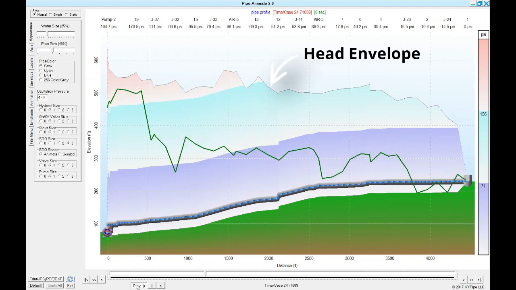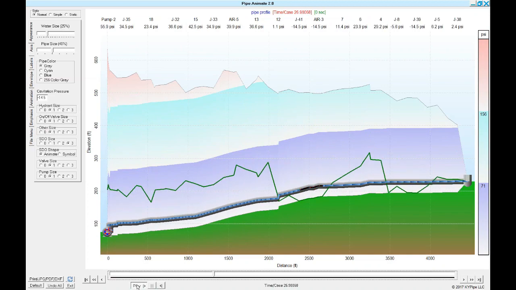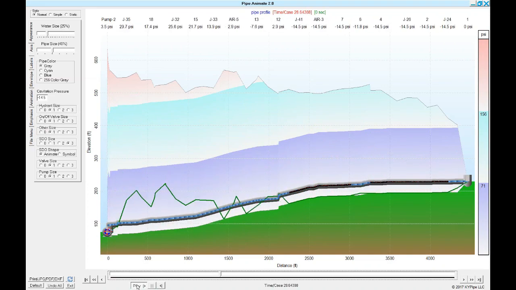Let's pause here for a second. Our original discharge pressure was 80 psi. Now look at where we are at. This is all due to those vapor pockets forming and then collapsing on themselves.